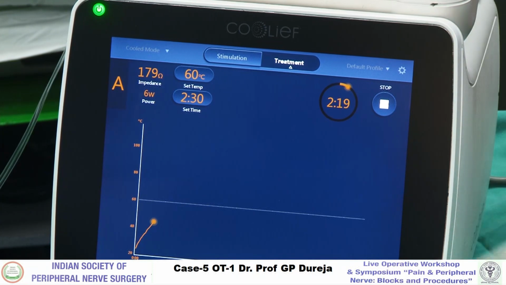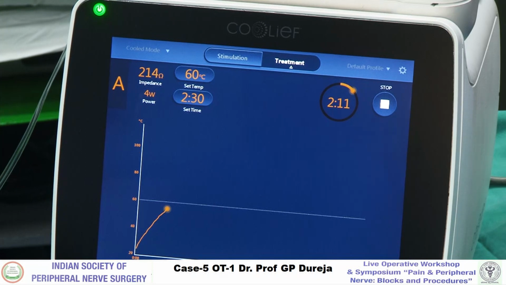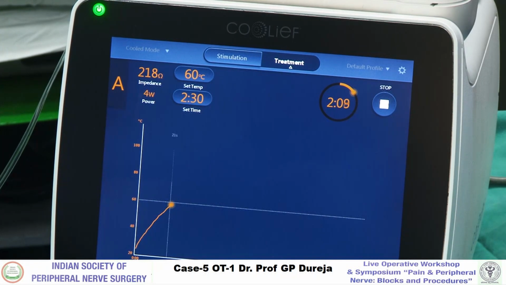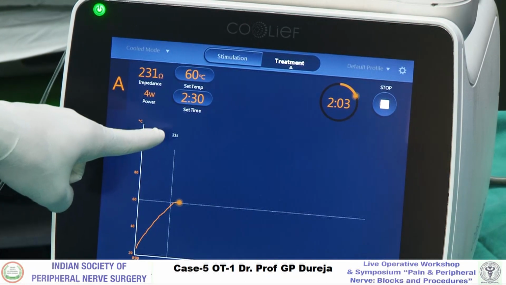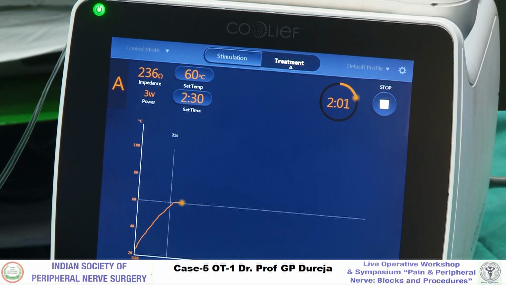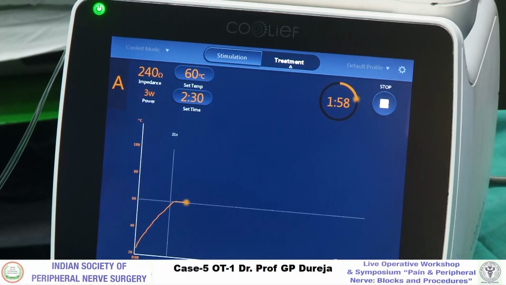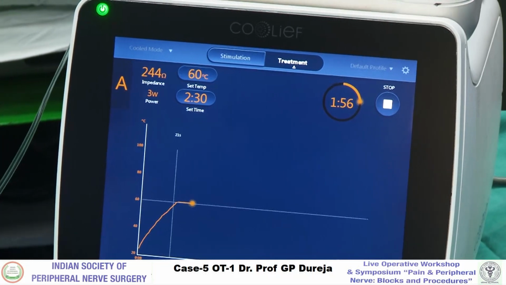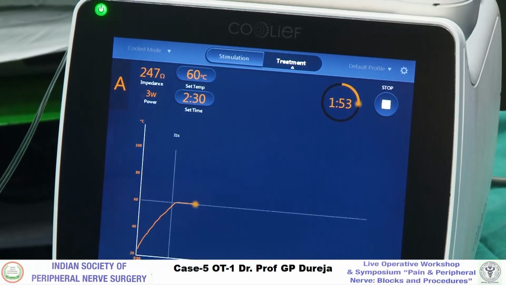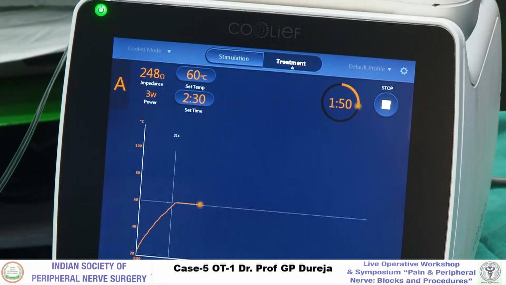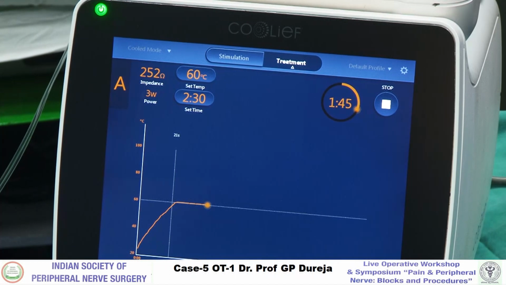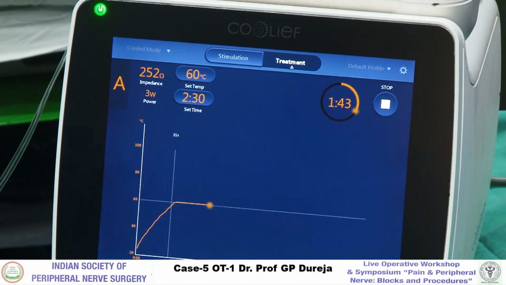So the first lesion will be for 2 minutes and 30 seconds, and now the lesioning is going to start. Once the temperature is 60 degrees. Now the lesioning is starting, as you see on the graph. The countdown has started now. Does the patient feel anything? No, we have already given local anesthetic, so she is not feeling any pain. Are you having any discomfort? Okay. 2 minutes and 30 seconds.